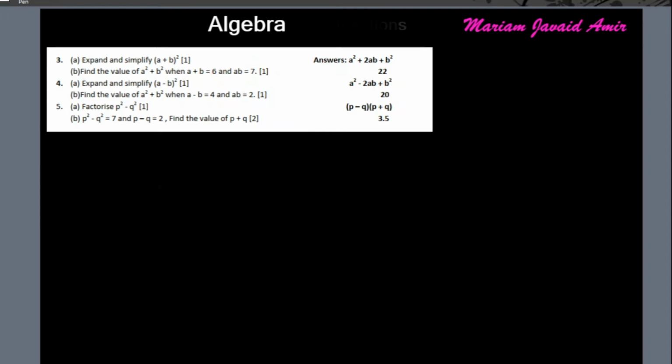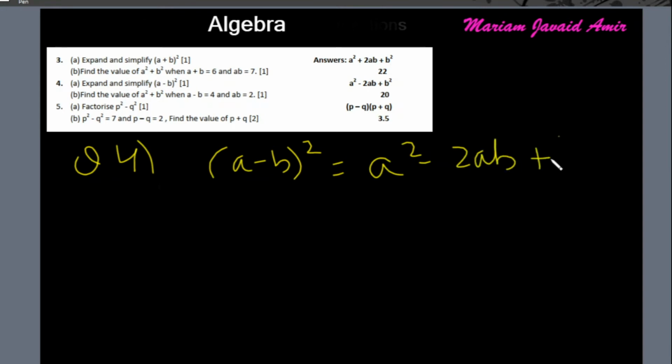Now question number 4. Similarly, expand a minus b whole square. It has a formula to it, a square minus 2ab plus b square. Next, again we are given some values that we need to substitute. So find the value of a square plus b square when a minus b is 4.